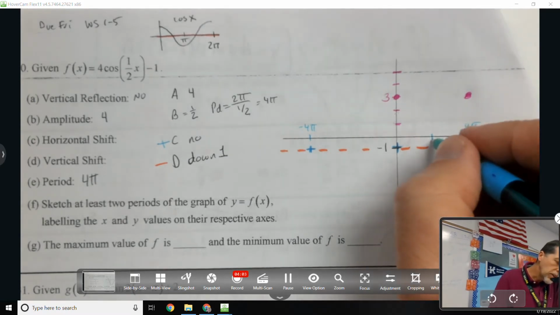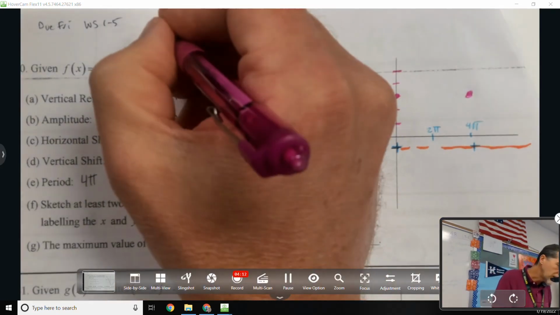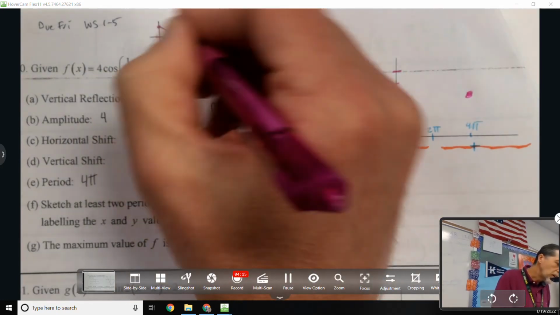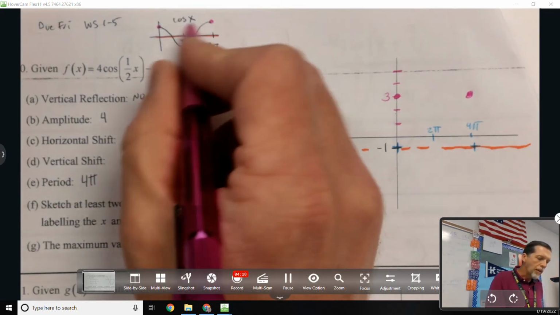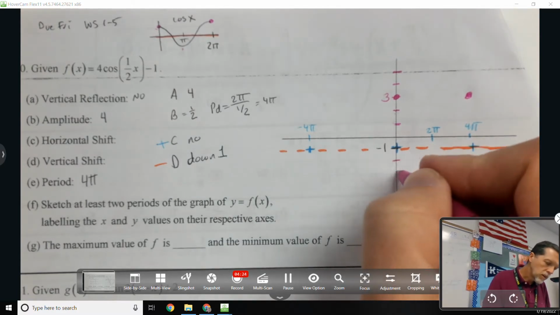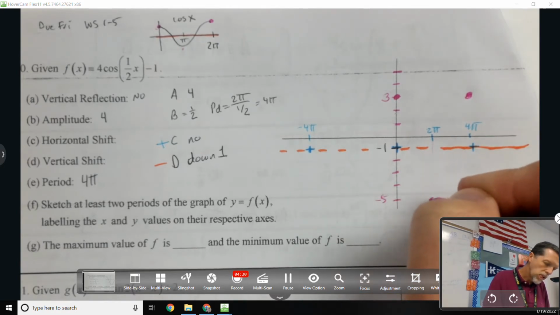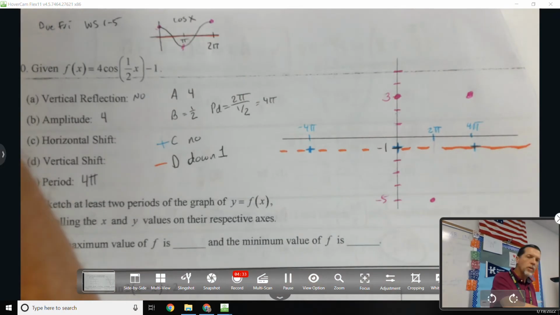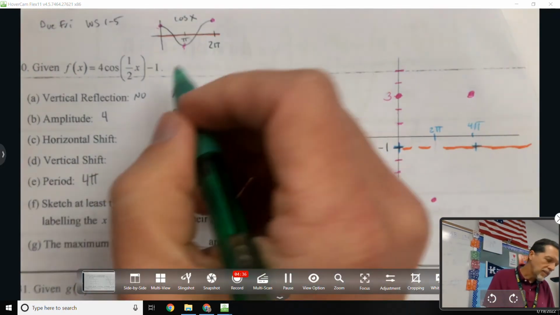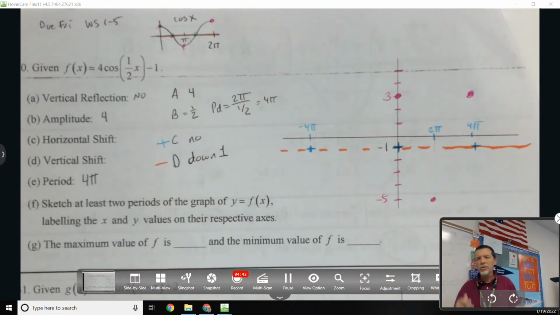All right, what's going on halfway in between the two maxes? Not a 0. Halfway in between the two maxes is a min. So I need to go down 4. That puts me at -5. And then what's going on halfway in between a min and a max? Yeah, it's a 0, but 0 sort of in quotes. It's not really a 0 for this problem. It's a midline. I guess you could phrase it that way.